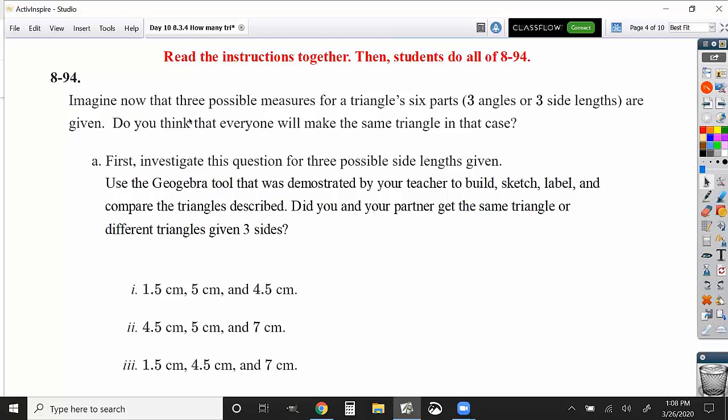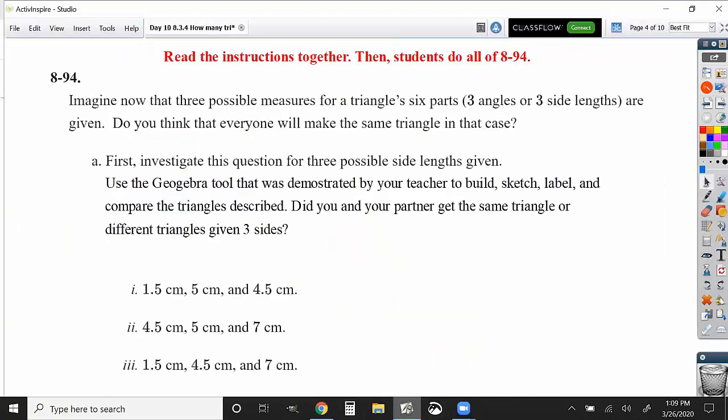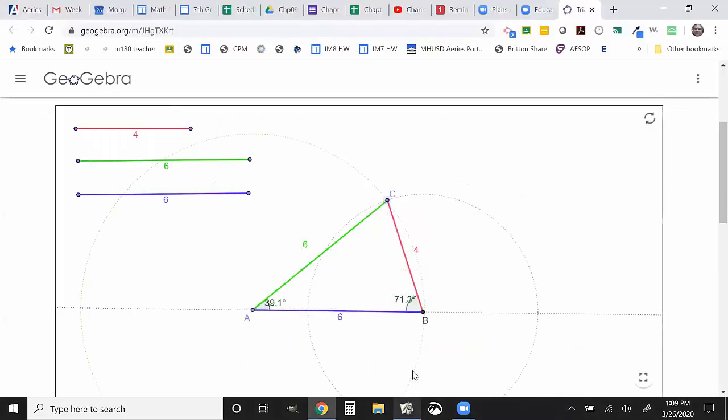All right, moving over here. Imagine now that 3 possible measures of a side are given. Do you think that everyone will make the same triangle? A, first investigate this question when 3 possible side lengths are given. Use the GeoGebra tool to do this. So we're going to use that tool to make a 1.5, 5, and 4.5 first. I want you to make it. Pause your video, you make it, then I'm going to make it, and we're going to see if we get the exact same triangle. If we do, we will say yes for this one or yes or no. So going back here, hopefully you can see that, I want to do a 1.5, 5, 4.5 triangle.